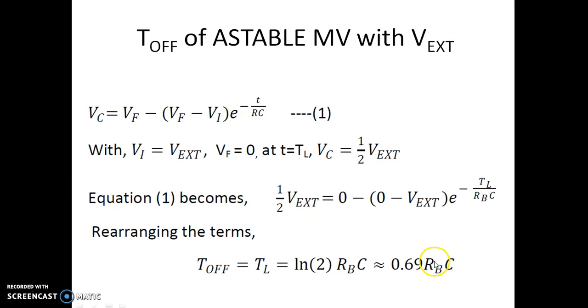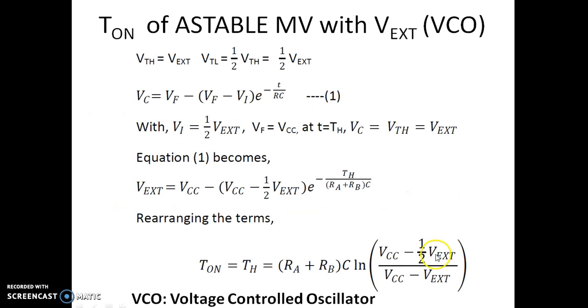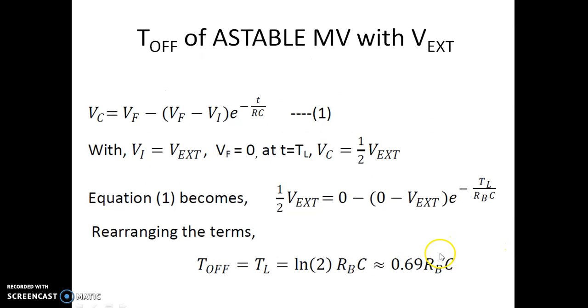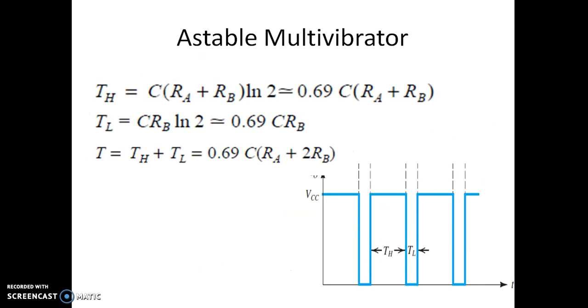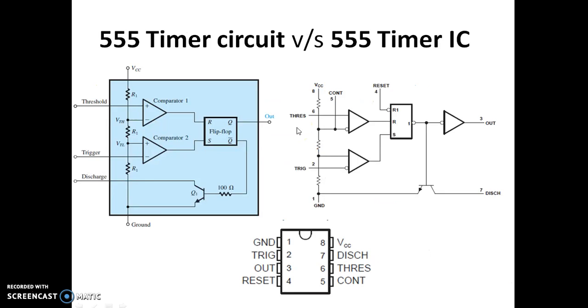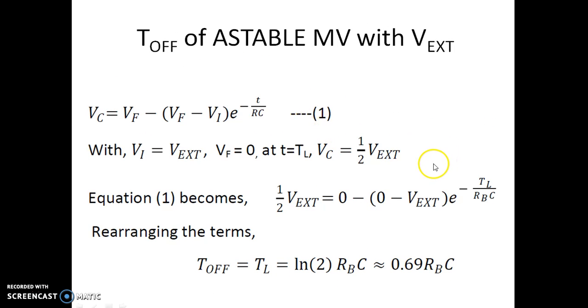It is interesting to see that the off time of the astable multivibrator with V external is 0.69 RB into C, whereas the on time is related to V external. It is surprising that there is no V external term here, meaning whether we connect the external voltage or not, the off time of the astable multivibrator remains the same. So this is the expression for TH and TL. Without using any external voltage, TL is given by 0.69 C into RB, which is the same as when an external voltage is connected to pin number 5, the control voltage.